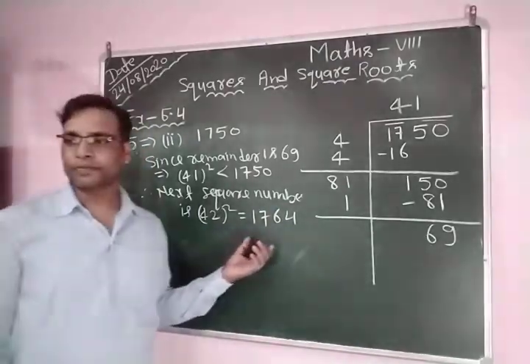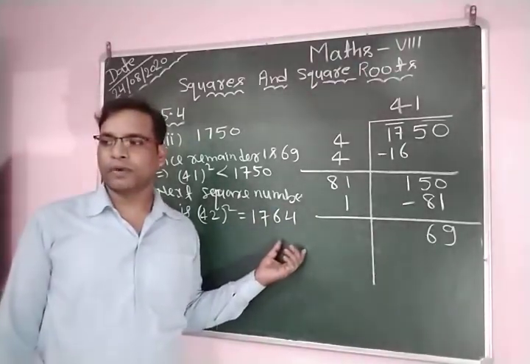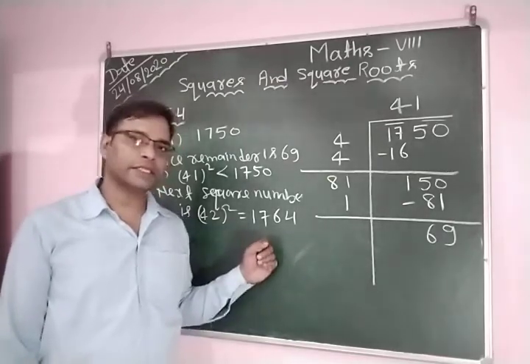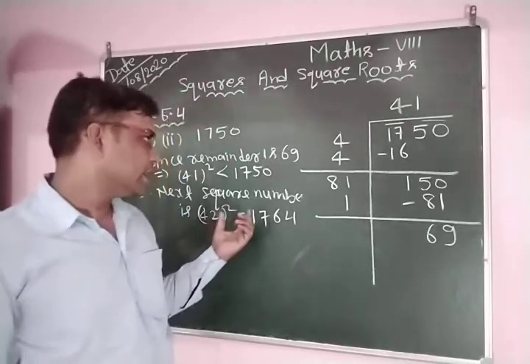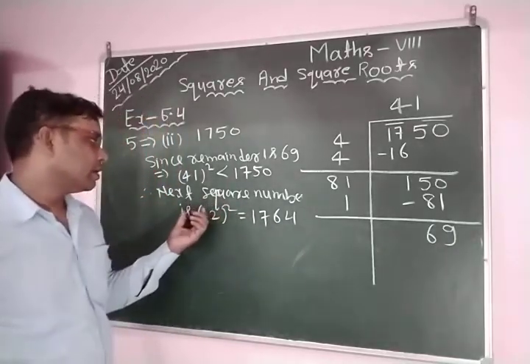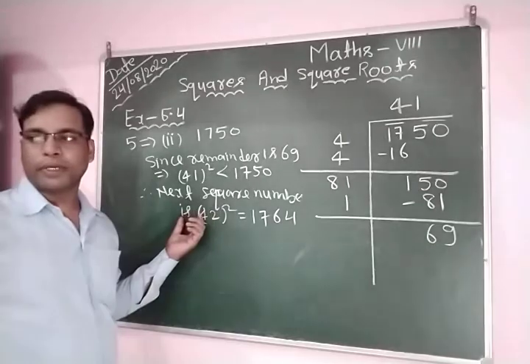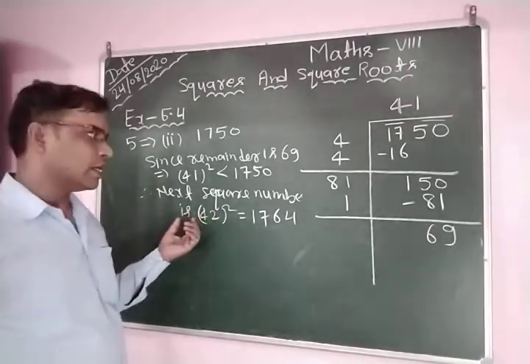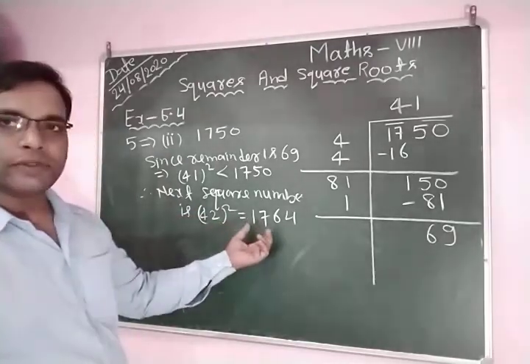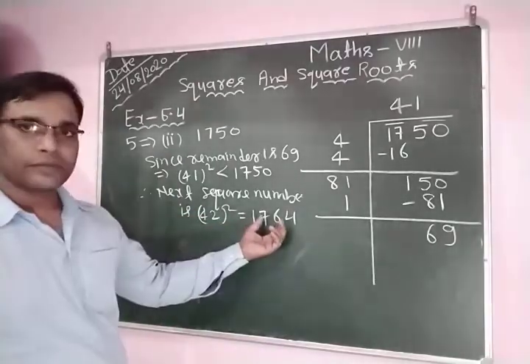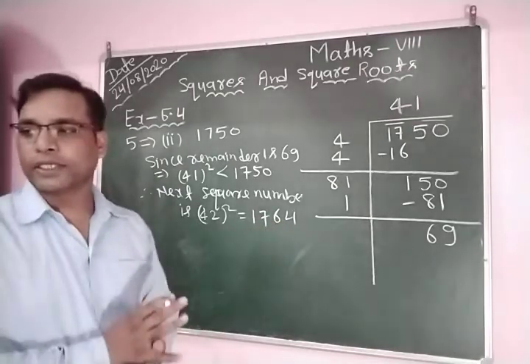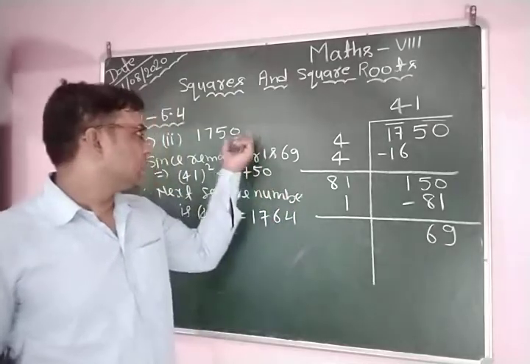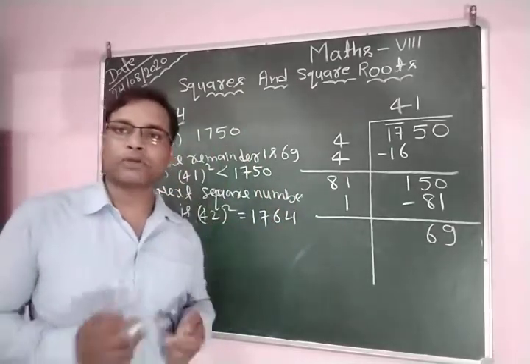Okay, the square of 42 is 1764. This is clear. The next square number is 42, so the square of 42 is 1764. Hence the number we add to the given number becomes a perfect square number.